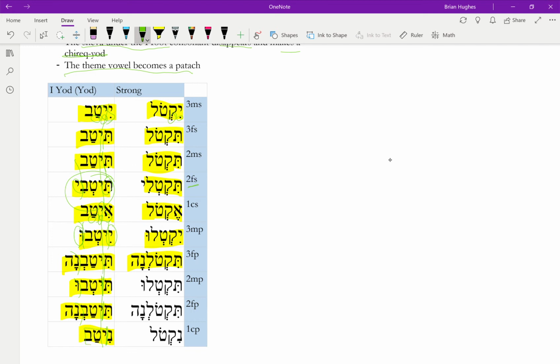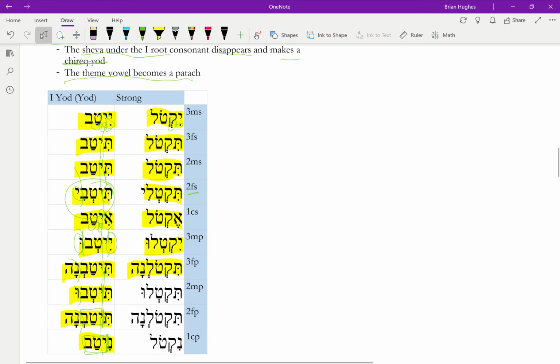So this yatav, we still have our 3 root consonants here. So not super hard, not super bad compared to those in which we lose a consonant. We just lose the shava under the first root consonant, and the theme vowel changes to become a patak. So if we are parsing these in one of our online conversations, and you've got this, and you parse it beautifully as a qal imperfect third feminine plural from yatav, and then I say, okay, what's different and why? Then you say, okay, there's no shava here, and it's a patak theme vowel because it's the first yod. And I will say, well done, amazing, good job.